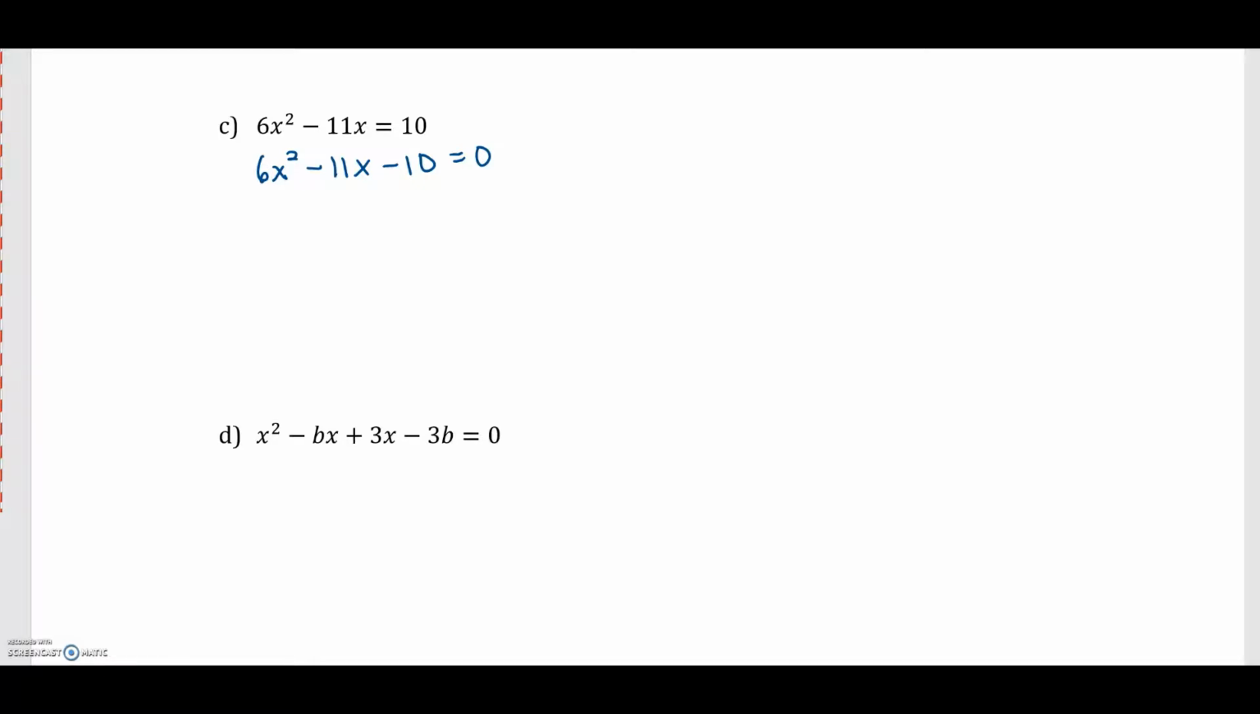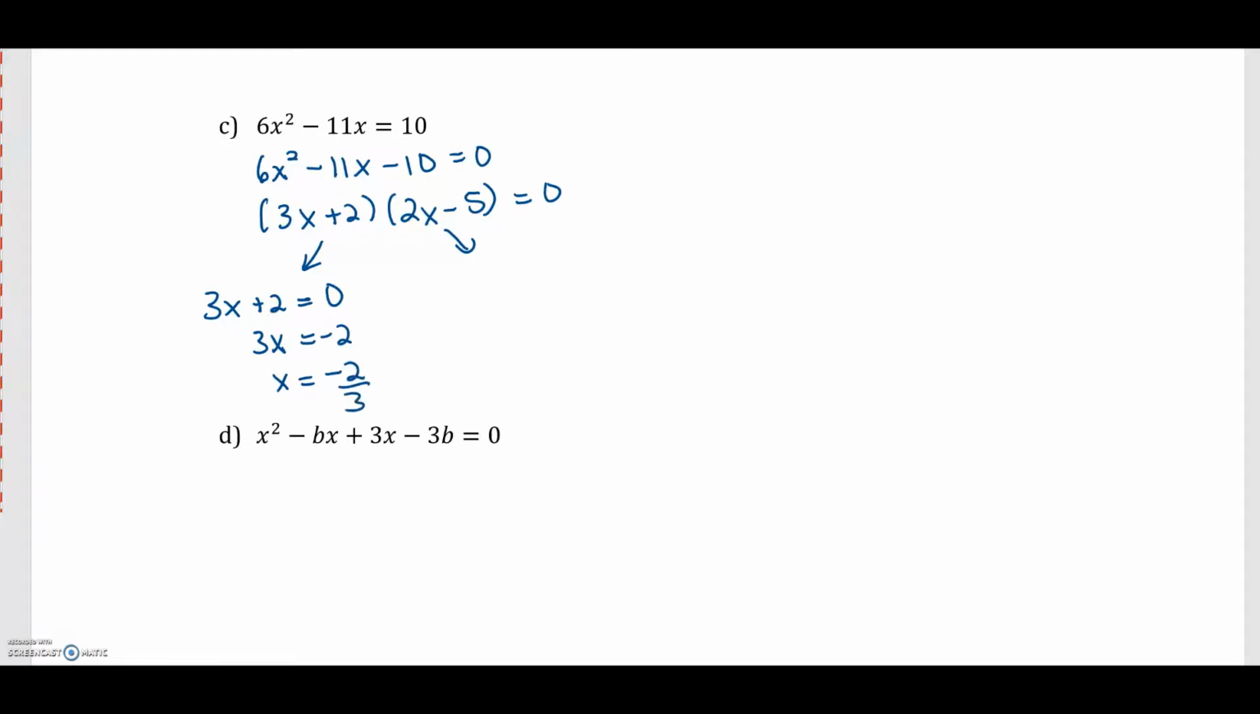This equation factors into (3x plus 2)(2x minus 5), and that's equal to 0. That means that one of those two factors must be 0. And we find that 3x is equal to negative 2, therefore x is equal to negative 2 over 3. Or 2x minus 5 is equal to 0, and therefore 2x is equal to 5, and x is equal to 5 over 2, or 2.5.